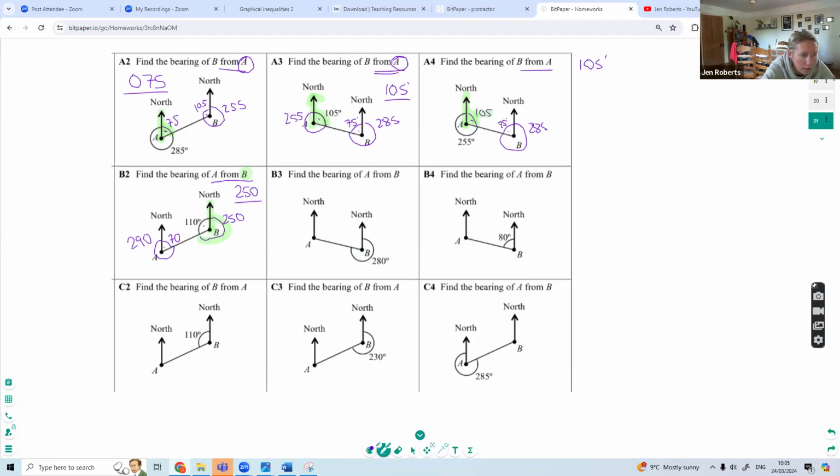Let me get all my angles first. 360 minus 280 is 80. Angles here add up to 180, 100. Should leave this one. Angles around a point add up to 360, so 260. Bearing of A from B. Going from B, here's B, north, clockwise, 280.